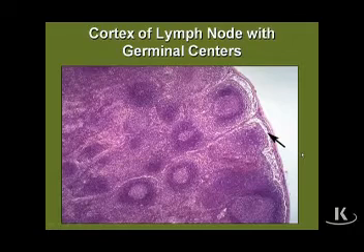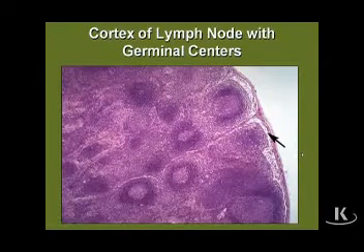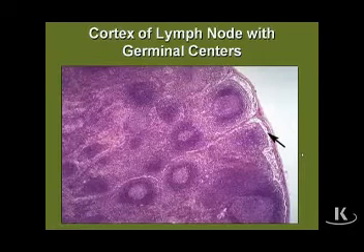In the histologic slide on the next picture, we see a view of the cortical region of a lymph node with prominent numbers of germinal centers, and the arrow is pointing to the location of a subcapsular sinus, which is going to be the entry point of an afferent lymphatic vessel.